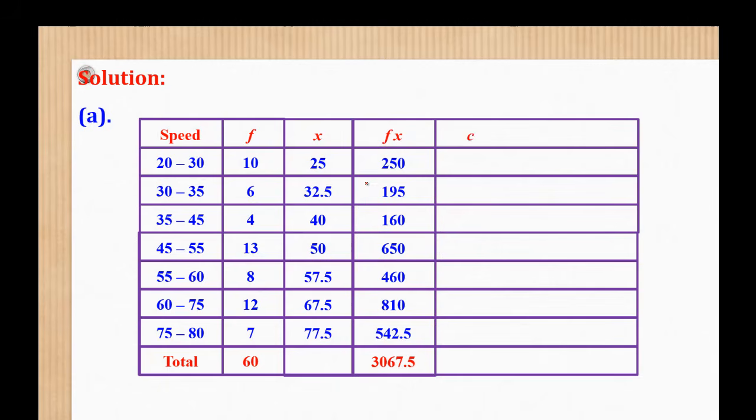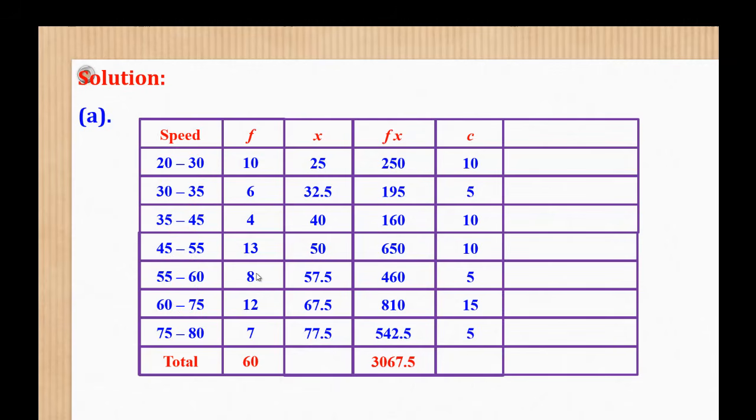Then C, class width. We are getting class width because they ask for mode, or most frequent speed. So class width will go from class boundary. So 30 minus 20 is 10, 35 minus 30 is 5, 45 minus 35 is 10, 55 minus 45 is 10, 60 minus 55 is 5, 75 minus 60 is 15, 80 minus 75 is 5.